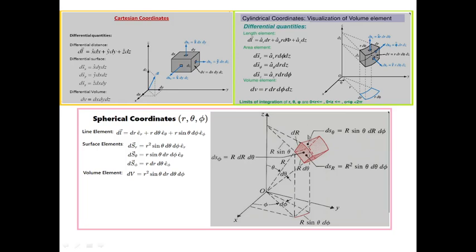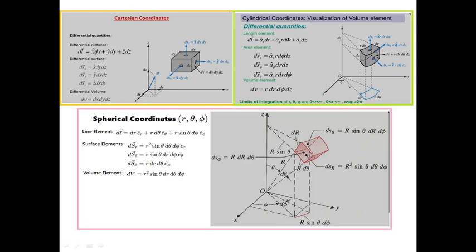We are studying different elemental length, surface, and volume at different coordinate systems. First, we consider the Cartesian coordinate system. You see here, it is x-axis, y-axis, z-axis. We consider one elementary volume whose this side is dx, this side is dy in length, and this side is dz. dx, dy, dz are elemental.